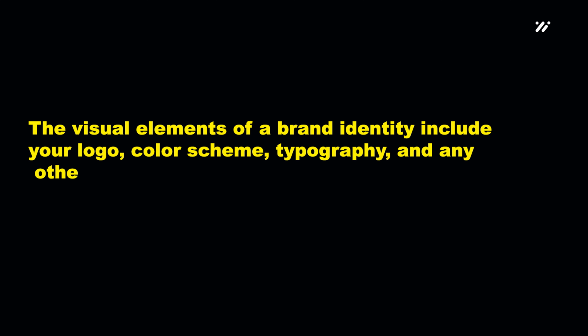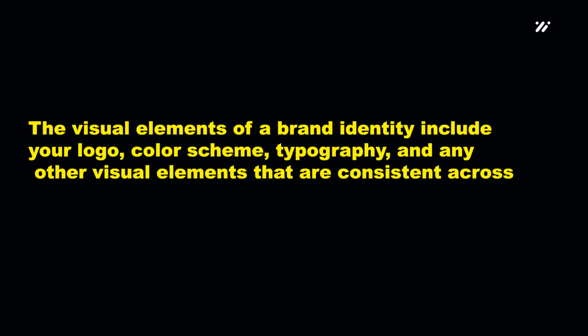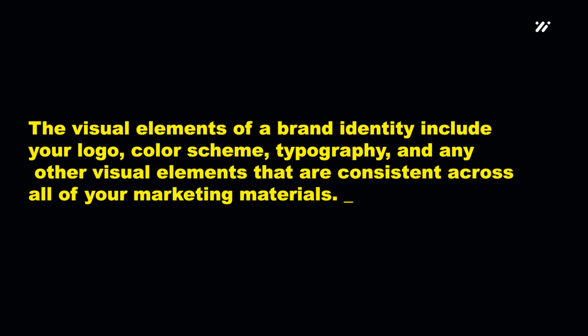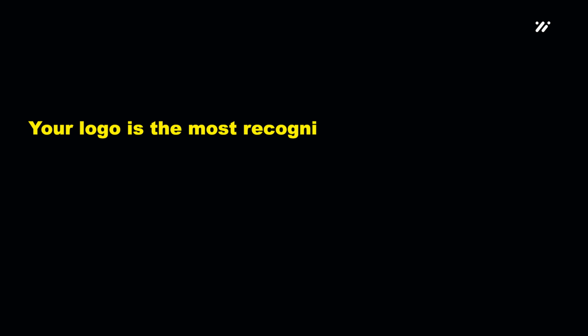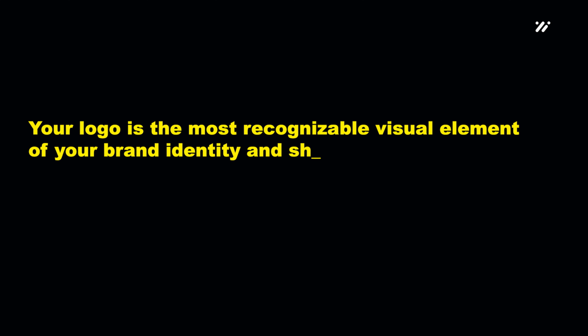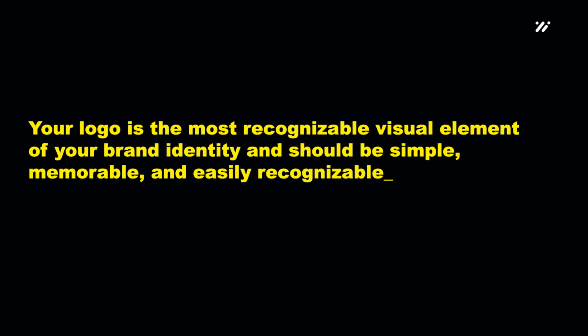Now, let's move on to the key visual elements of a brand identity. The visual elements of a brand identity include your logo, your color scheme, the typography, and any other visual element that is consistent across all your marketing materials. Your logo, first off, is the most recognizable visual element of your brand identity and should be simple. It should also be memorable, and it should also be easily recognizable.